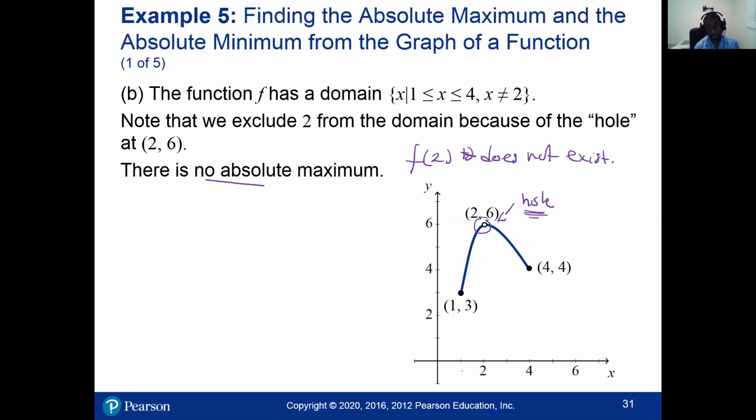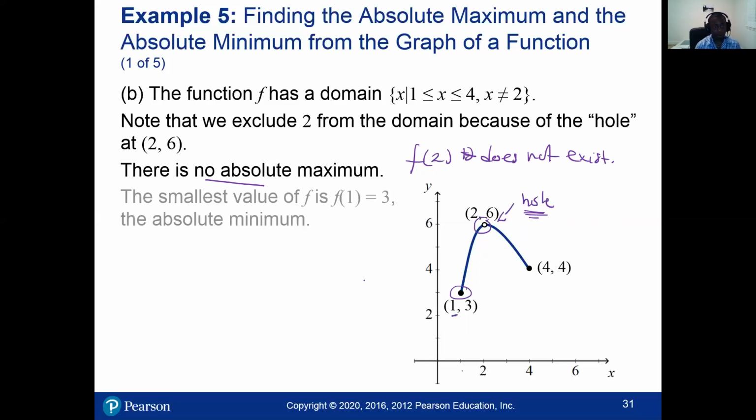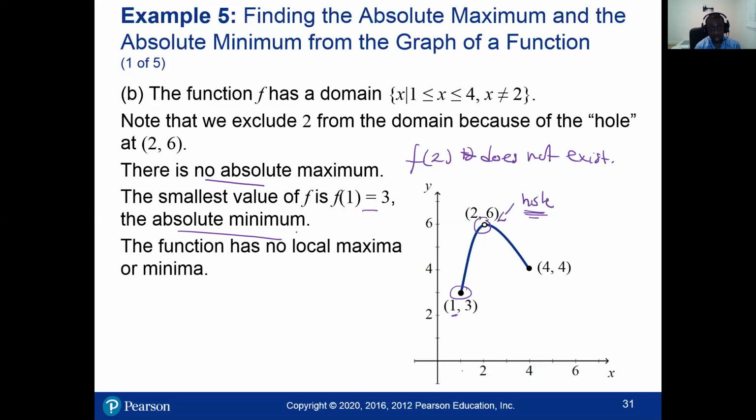Then do we have an absolute minimum? Yes. This is the lowest point, the smallest function value, and it occurs at x equal to 1. So the smallest value of f of x is this, and therefore that is the absolute minimum. Now there are no local maximum or minimum values in this case. All right. Next example.